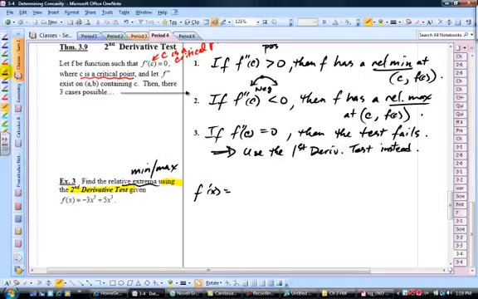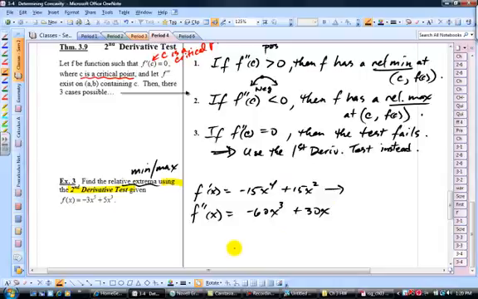Not the first derivative test, but the second, which means we need to evaluate two derivatives. So the first derivative is negative 15x^4 plus 15x^2. The second derivative is equal to negative 60x^3 plus 30x. Now, those are my first and second derivatives. The first one gives us critical points, so I need to set it equal to 0 to find the critical points of the function. That's c.